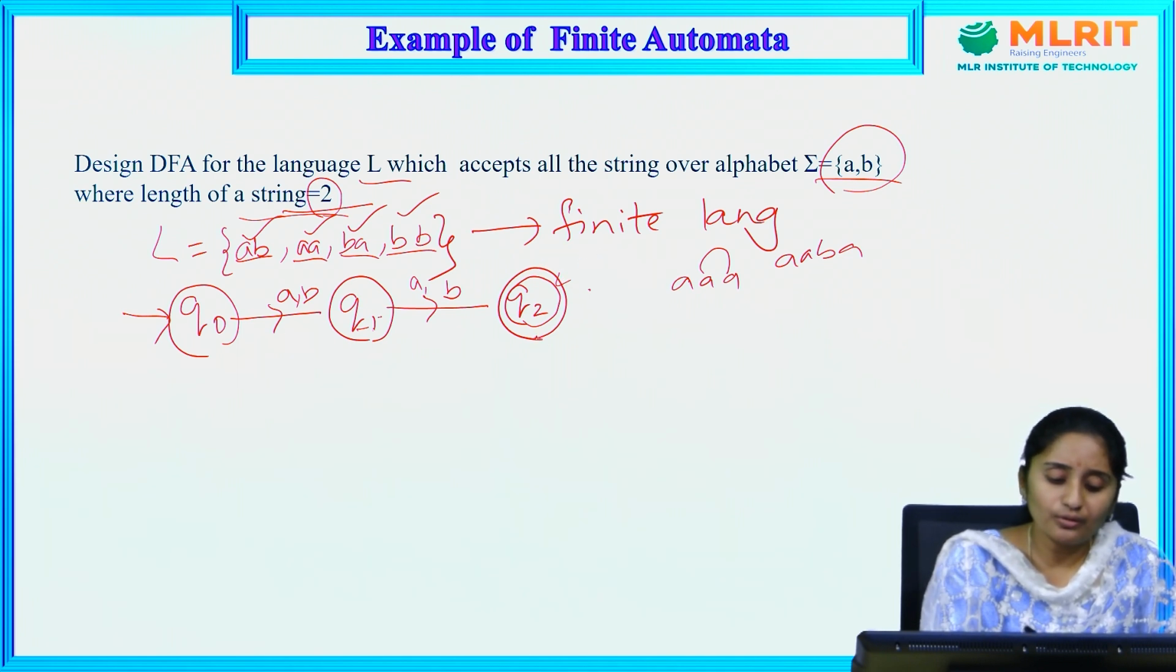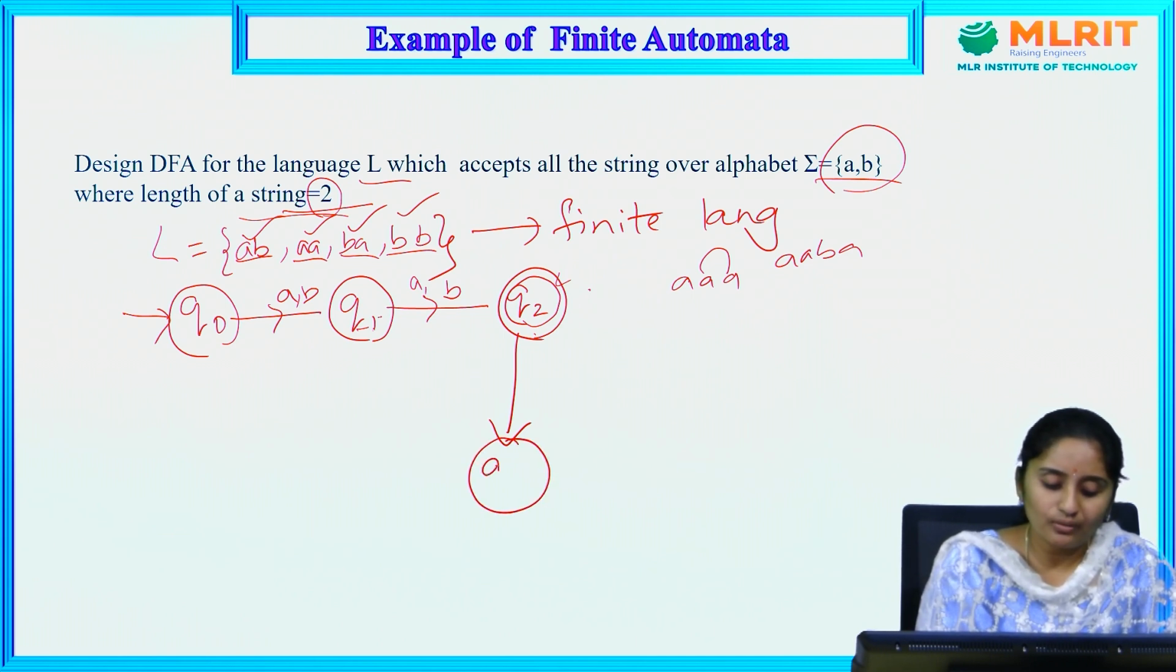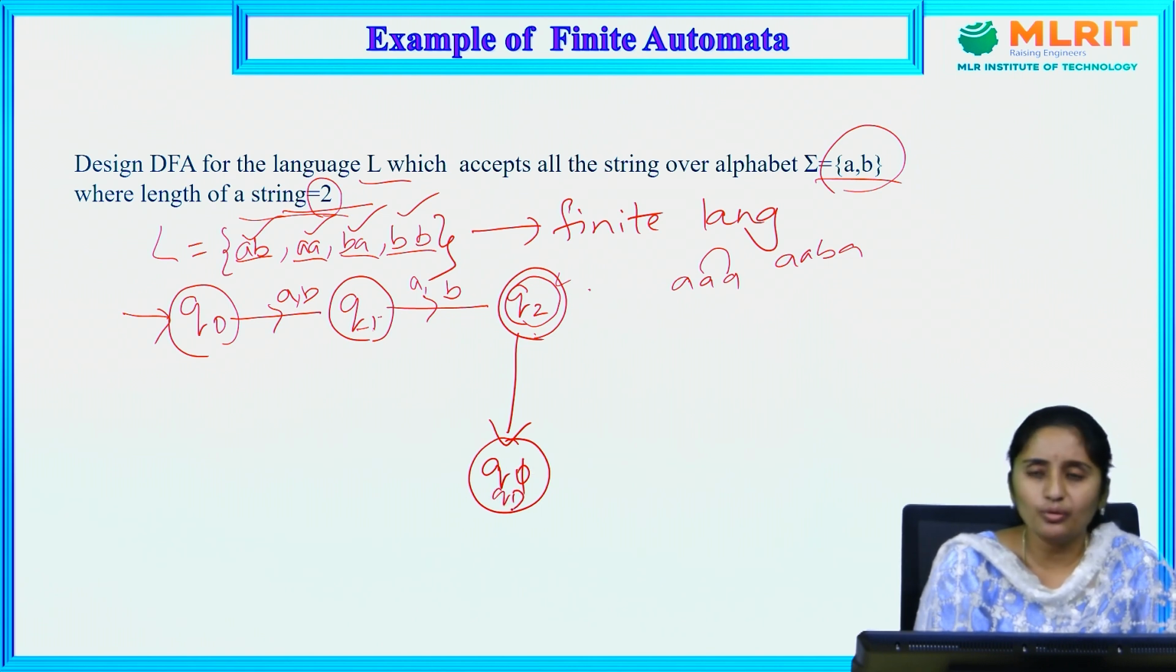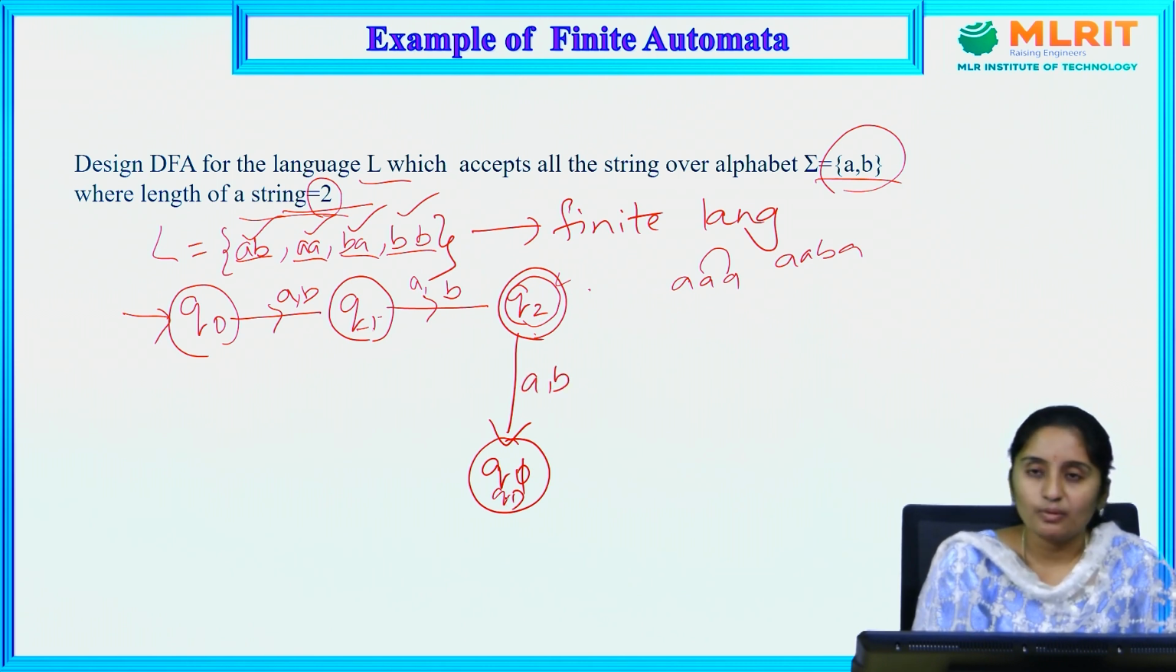So what are we going to do? We are going to create a dummy state, or dead state, or trap state. You can call it QD, or anything you like. So from Q2 on A, it is moving to QD, and Q2 on B, it is moving to QD. For each and every state there should be transitions for a DFA. So even for QD there should be transitions on inputs A, B.